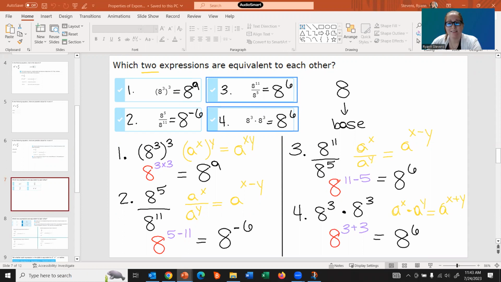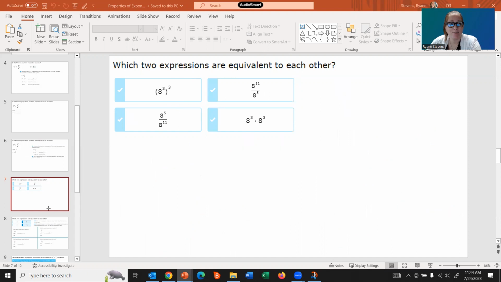It does seem like it's a lot of steps, but it is very important to follow those steps and to stay organized, because it's going to make answering the question a lot easier. Okay. Let's move on to another example here.